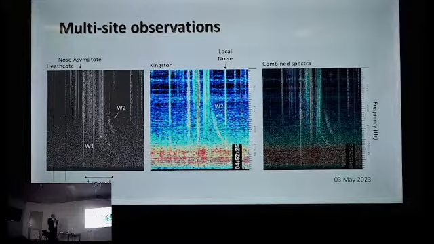So these ducts are fairly small. By looking at separated sites, you can actually tell something about the size of these ducts, and that's another area that's still open in research.